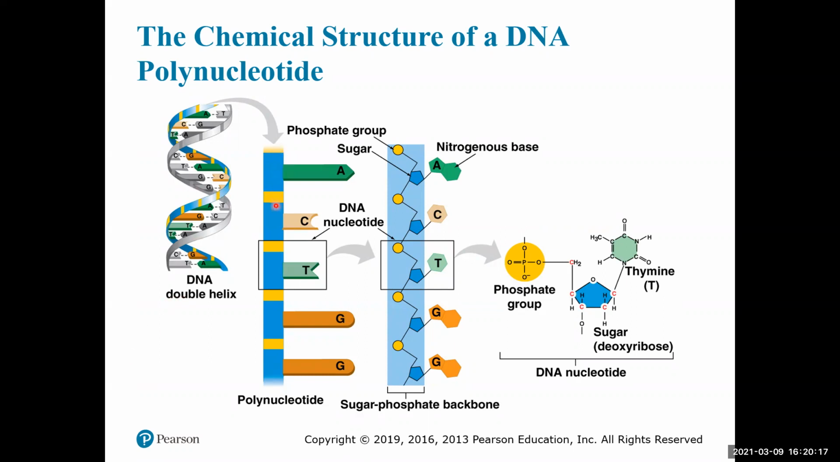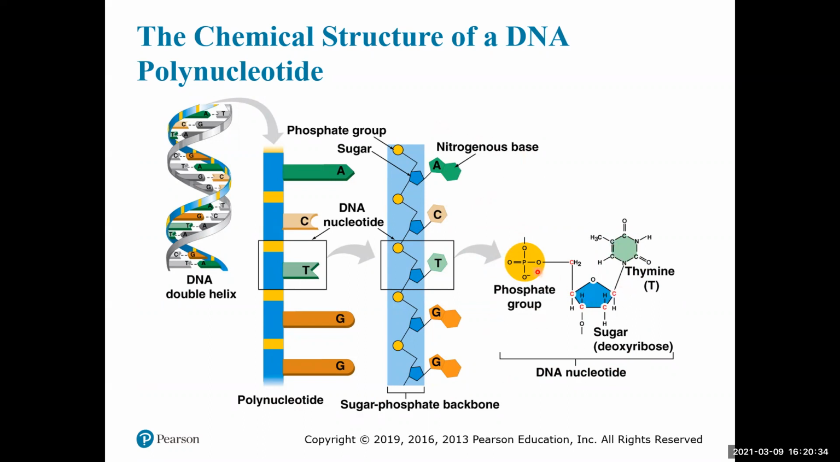You have your sugar phosphate backbone. And so remember, one nucleotide is made up of that sugar, the phosphate group, and then the nitrogenous base. And remember that nitrogenous base can either be A, T, C, or G, so adenine, guanine, thymine, or cytosine.